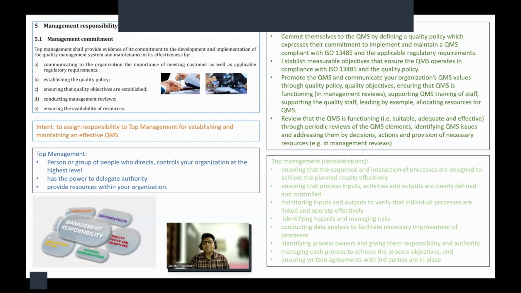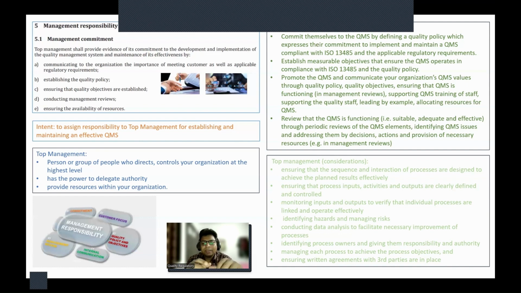And what are the considerations for top management? They are ensuring that the sequence and interactions of processes are designed to achieve a planned result effectively. So what it is saying here is, when we are defining or preparing a QMS for any organization, it should be designed in a way that each process interacts with the other processes, and there should not be any hindrance in between.